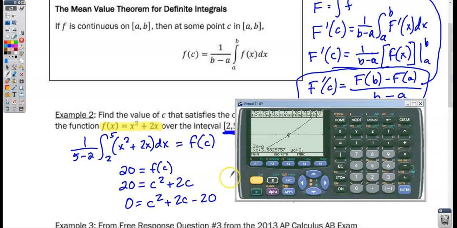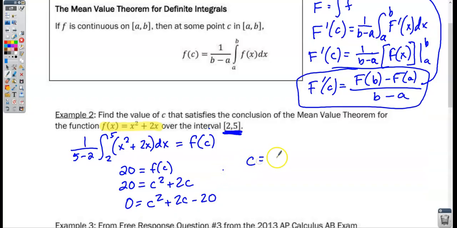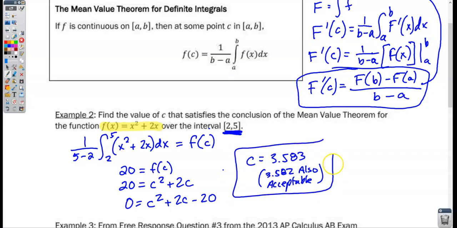And we get that c is equal to 3.583, with 3.582 also acceptable. I could also have set that up using the quadratic formula to solve for c. Really any valid solution method would be just fine.